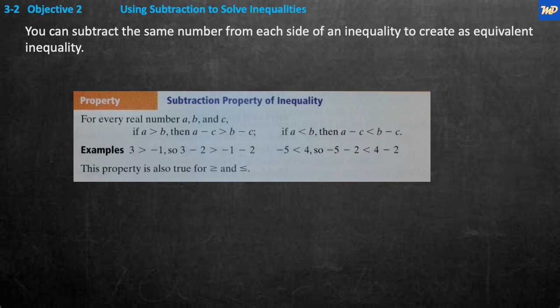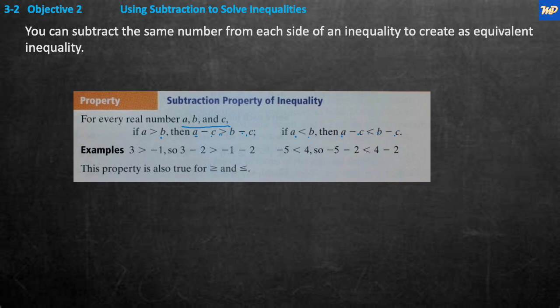And it says for every real number a, b, and c, if a is greater than b, then a minus c is greater than b minus c. And if a is less than b, then a minus c is less than b minus c. It doesn't change if you do the same thing to both sides. So no matter whether you add or subtract, they're telling you here that it's the same. That's what we've learned so far.